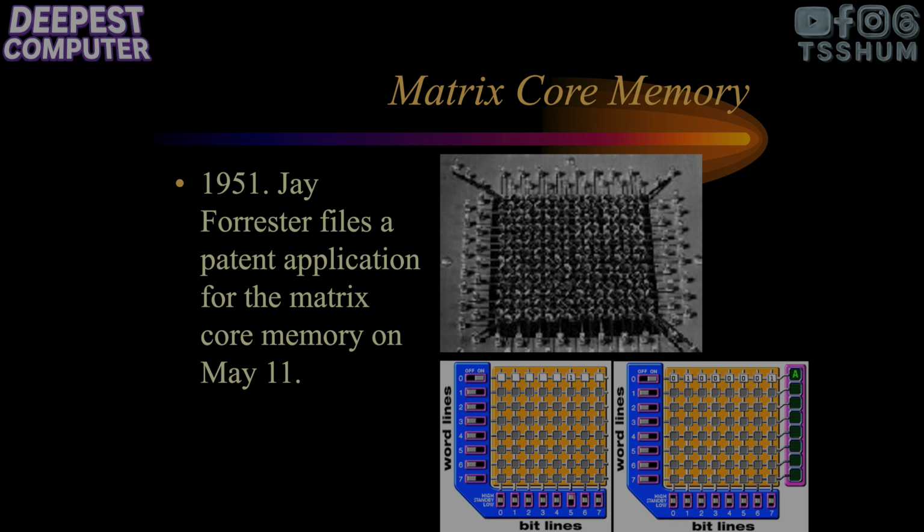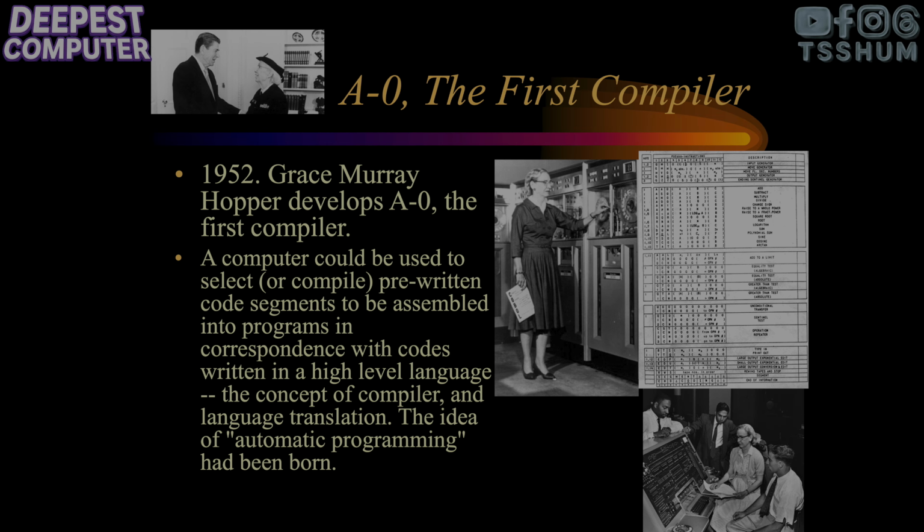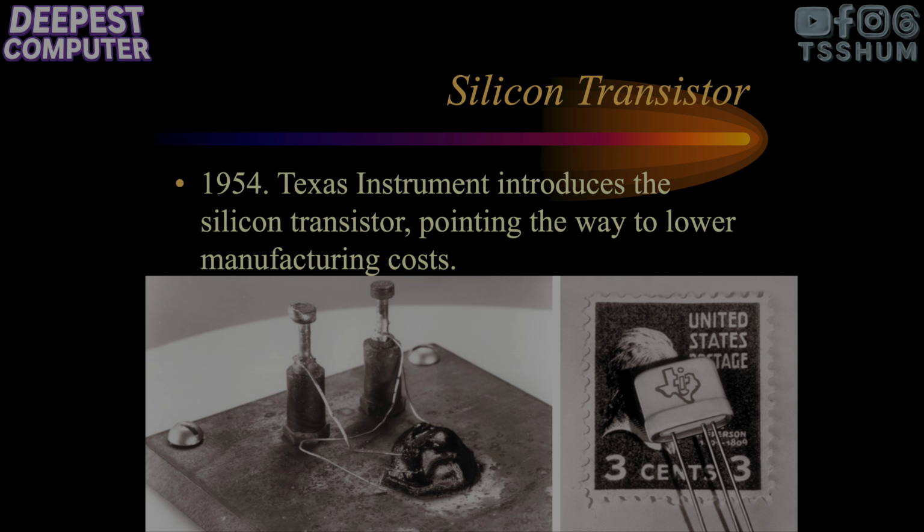In 1951, J. Forrester filed a patent application for the matrix core memory, a significant development in computer storage. Grace Murray Hopper developed A0 in 1952, the first compiler, which introduced the idea of automatic programming and language translation. Texas Instruments introduced the silicon transistor in 1954, which helped pave the way for lower manufacturing costs.